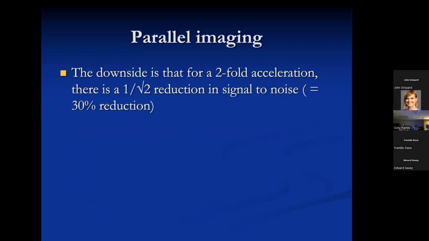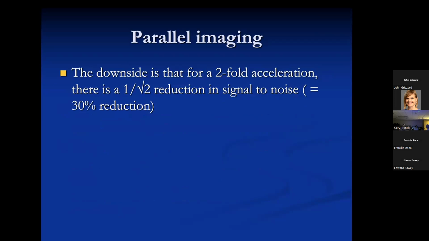The downside is, there's always a downside for something like that. For a twofold acceleration, there's a 1 over the square root of 2 reduction in signal to noise. So if you do the math on that, 1 over the square root of 2 ends up being about 70%. So, I'm sorry, 30%. That's the reduction in signal to noise. In other words, you have about a 70% residual signal.